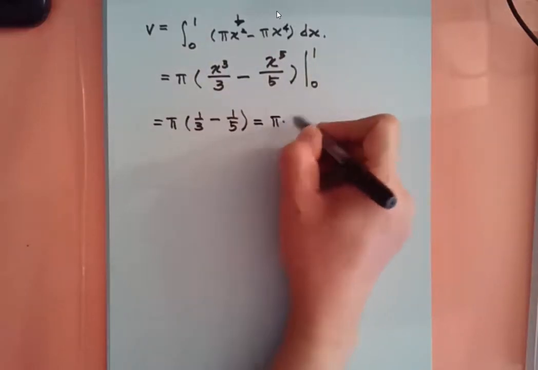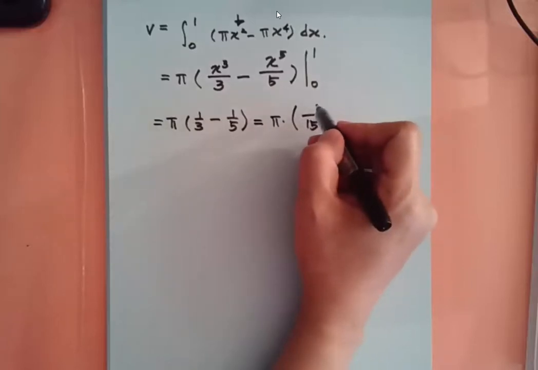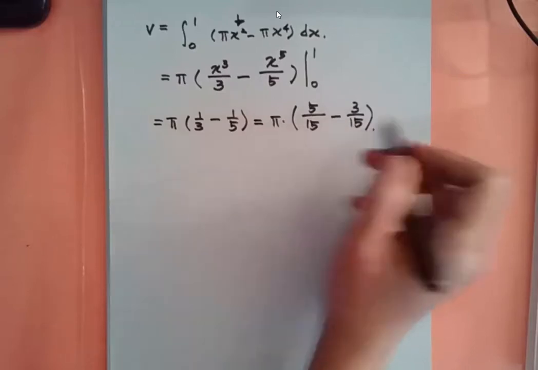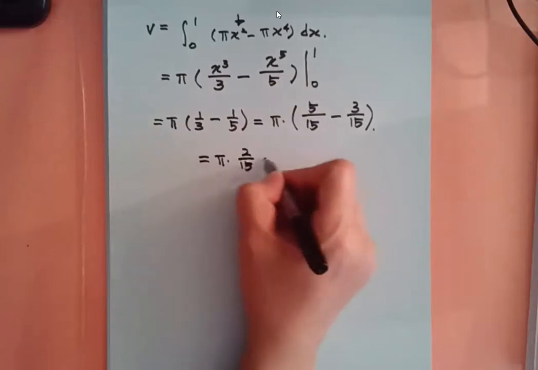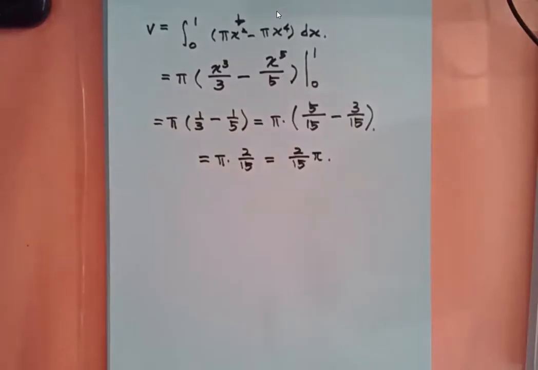So pi times, we are thinking about the common denominator, that is 15. So 5 minus 3 over 15. So this is pi times 2 over 15. So 2 over 15 pi. So that is the answer. Any questions so far?